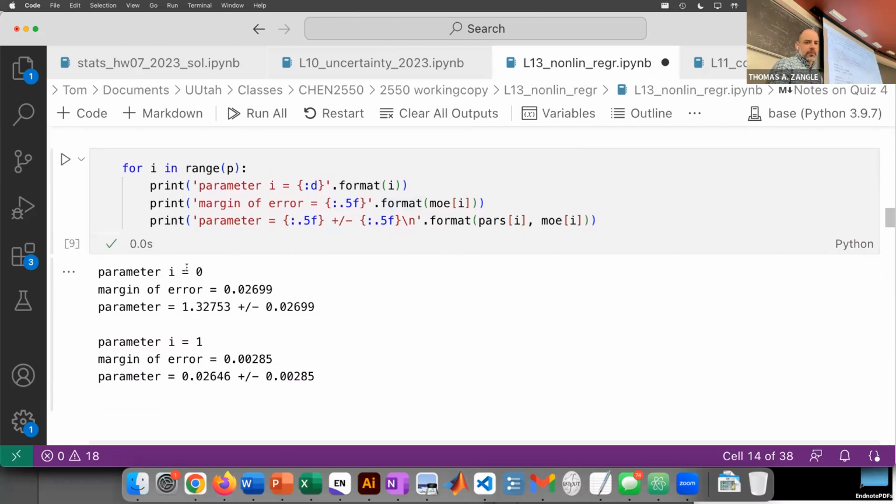So we're going to say that for the first parameter, which is our A in this case, we had a parameter of 1.33, and it's plus or minus 0.03. Yeah, go ahead. What's that?